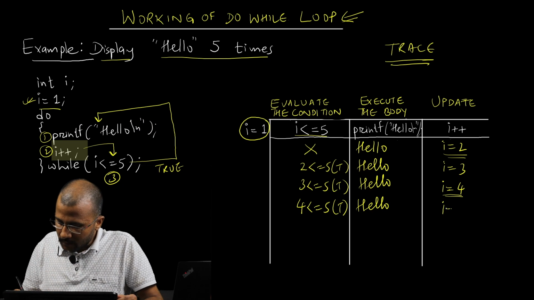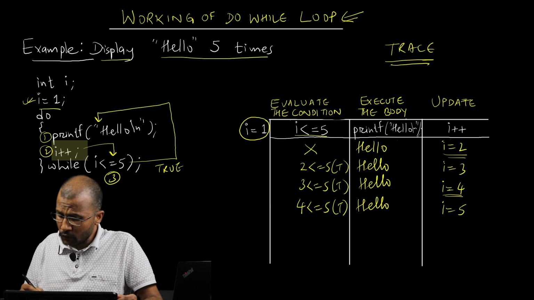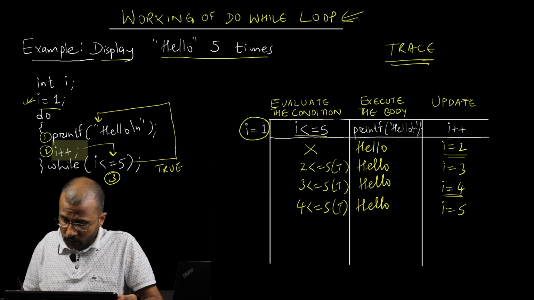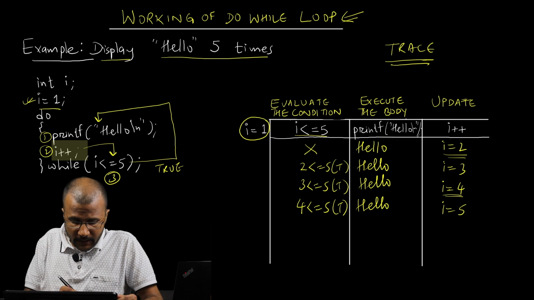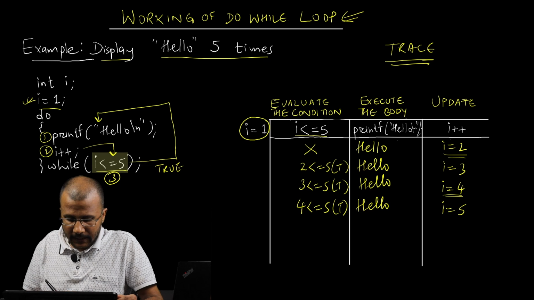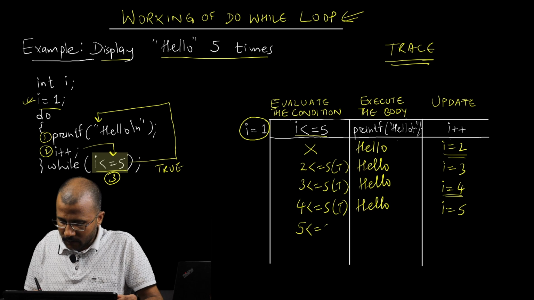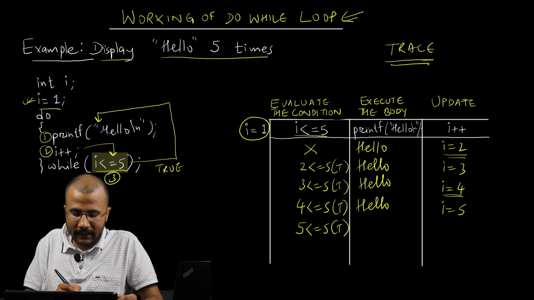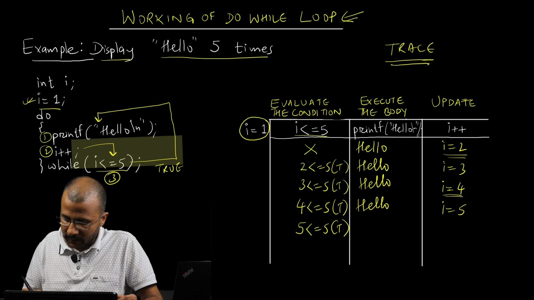So now I becomes 5. Okay. So as of now I have displayed hello 4 times. Now I becomes 5. So now again you come and check the condition I less than equals to 5. I is 5. 5 is less than equals to 5 is a true statement. This is true. So again you go back and then display the message hello on the screen.